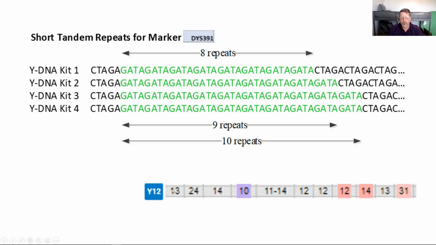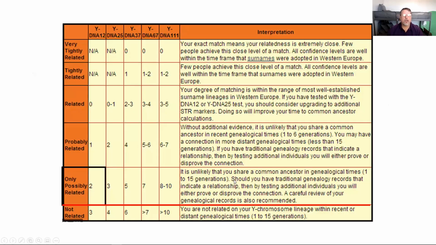So here we have the Y12 profile for the Martinez family. This is real data, right? So this is that fourth marker, DYS391. All right, so let's talk about genetic distance.